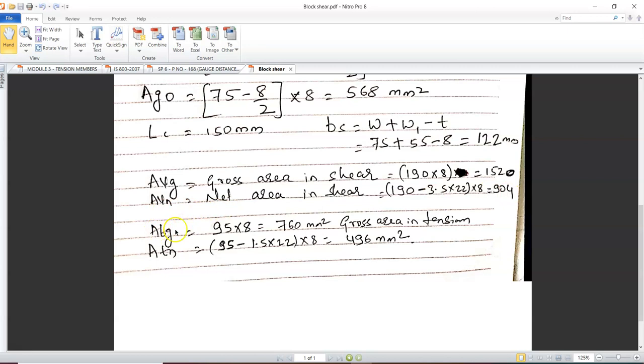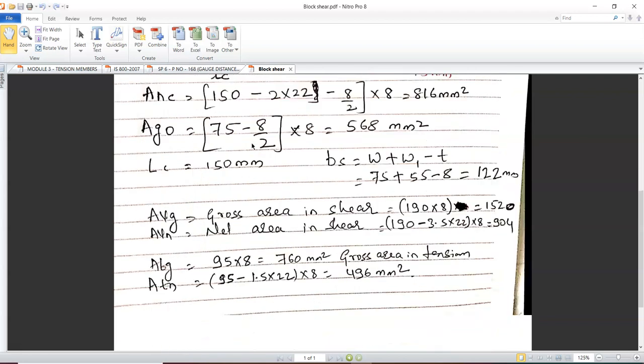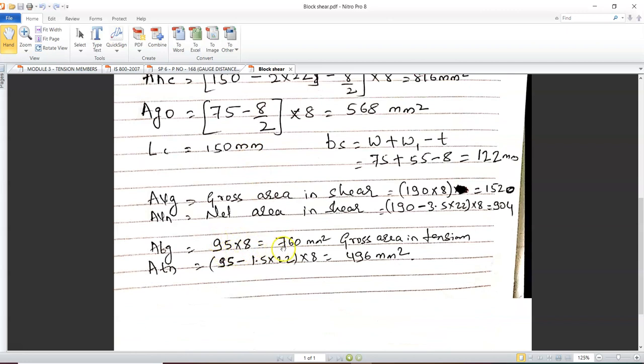Now coming to ATG and ATN. This will be the tension area, from the center of this bolt to the toe of the angle. This distance from here to here is 65, and from here to here it is 30. Total is 95 from the center of the bolt to the toe of the angle. 95 into 8 will be the gross area in tension.